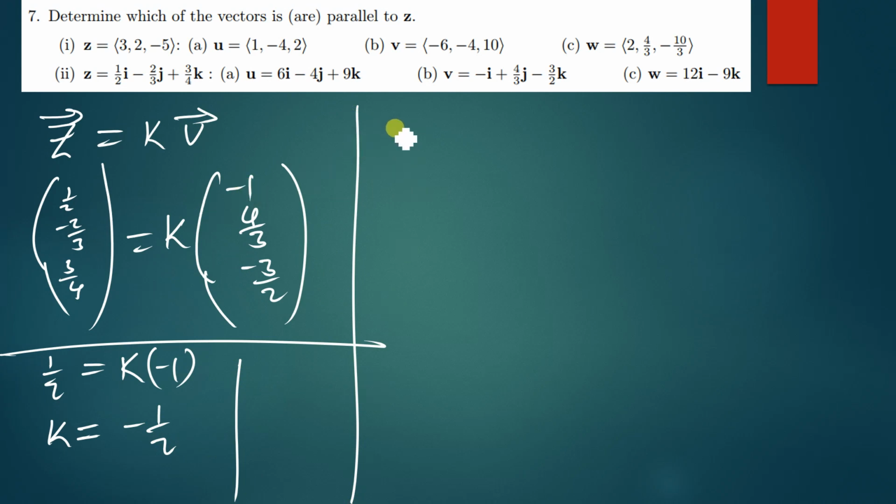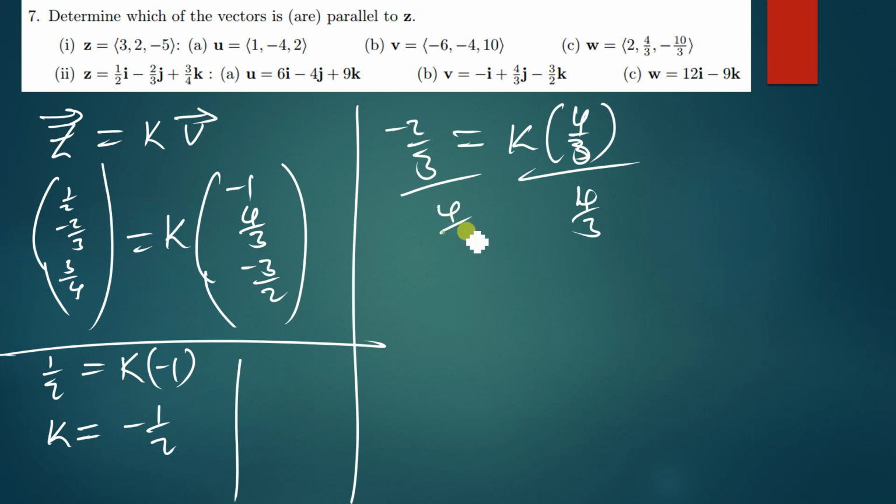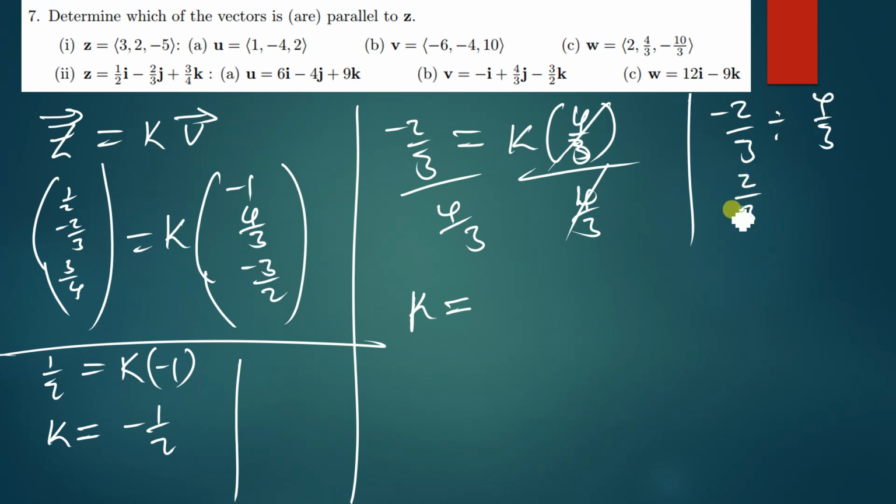We find the second value of k. Negative 2 over 3 is equal to k times 4 over 3. When we divide by 4 over 3, we change the sign and multiply by 3 over 4, so the 3s and 4s cancel. We remain with negative 1 over 2. So this is the second value of k.